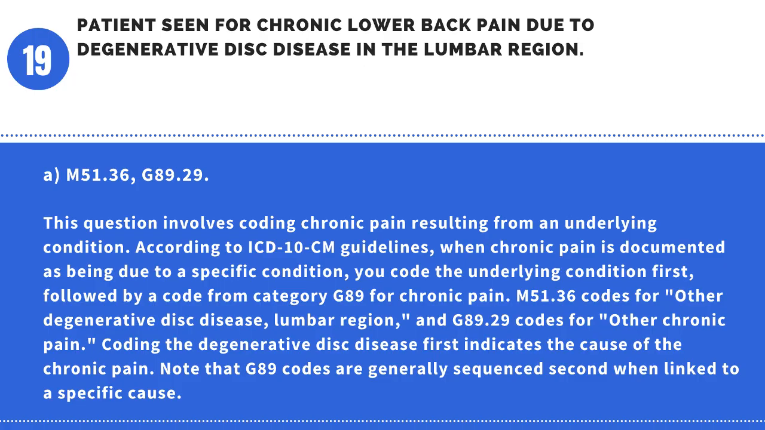M51.36 codes for other degenerative disc disease, lumbar region, and G89.29 codes for other chronic pain. Coding the degenerative disc disease first indicates the cause of the chronic pain. Note that G89 codes are generally sequenced second when linked to a specific cause.